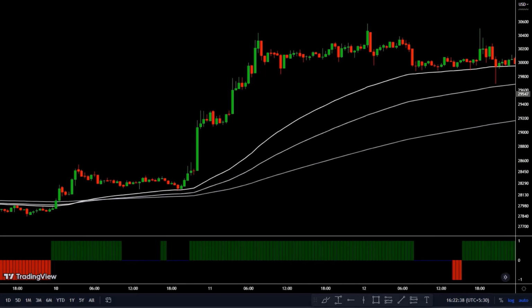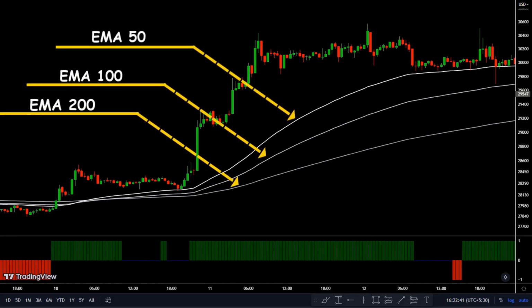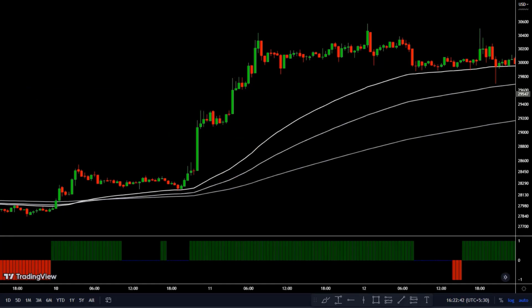So what are the entry rules for this trading strategy? Well, let me show you an example of a long trade. First, we wait until the price closes above the moving averages. The EMAs should then be positioned like this. The price should retrace to the 50 EMA.